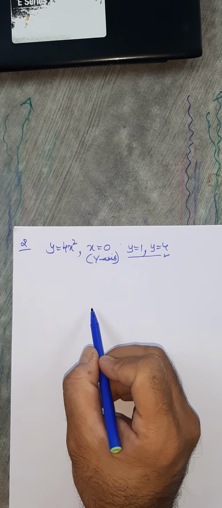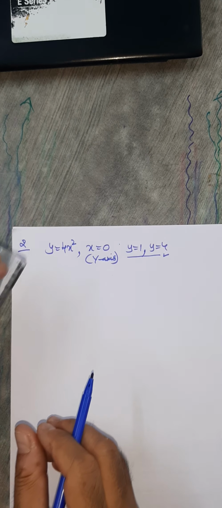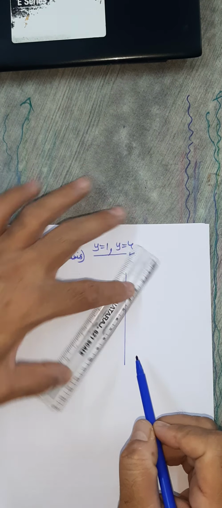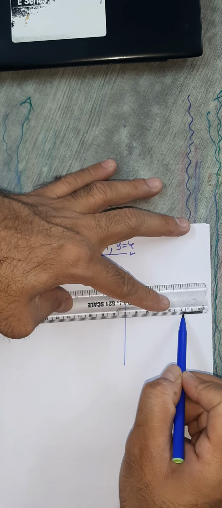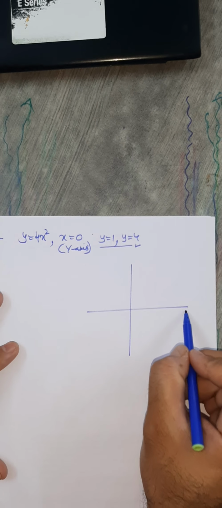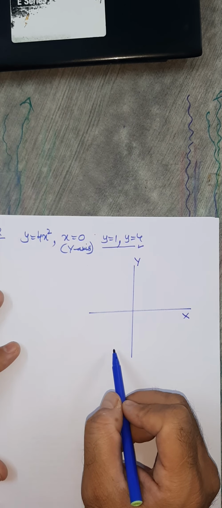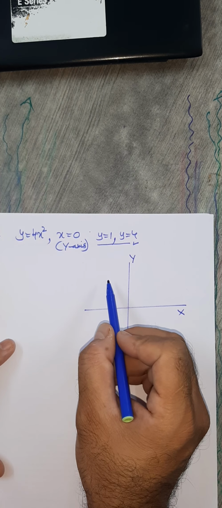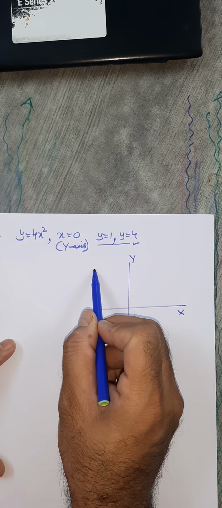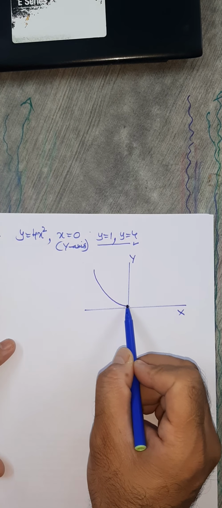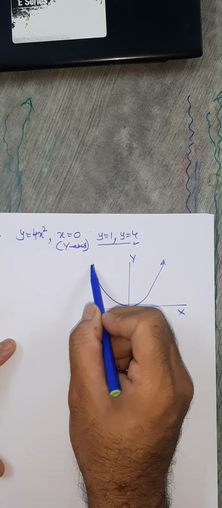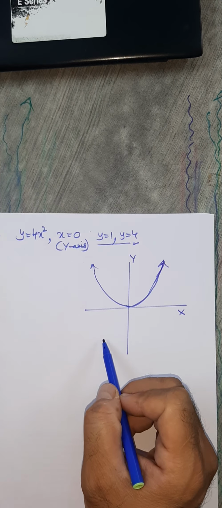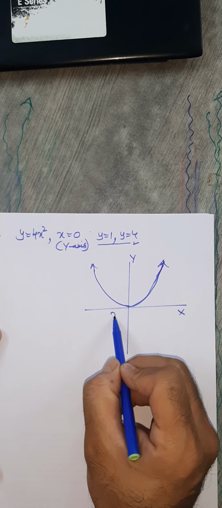Now let's see the region here, which region you want here. So if I just show in a rough diagram, x-axis, y-axis here. Parabola is symmetric about y-axis. Why? Because y variable is free from the square and it passes through origin. So parabola would be like this. Parabola would be like this. And this is x equals to 0.